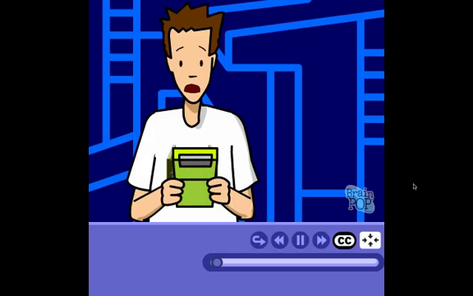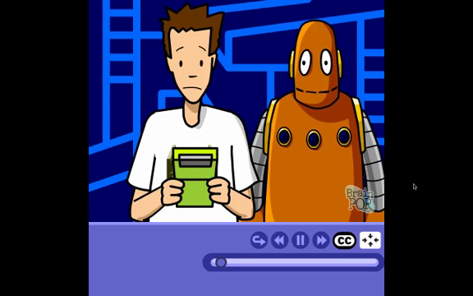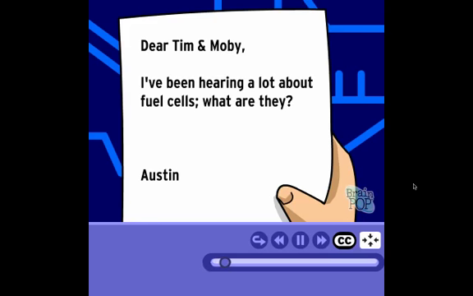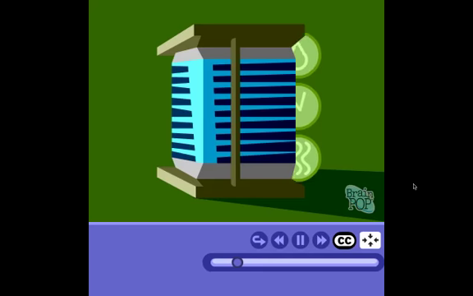Oh, no. How can the batteries be dead already? I forgot to save. Dear Tim and Moby, I've been hearing a lot about fuel cells. What are they? From Austin. Fuel cells are electrochemical devices that convert a fuel's chemical energy directly into electrical energy. Since no fuel is getting burned, fuel cells generate power more efficiently than a combustion engine. And fuel cells give off water instead of carbon dioxide, so they don't cause the pollution that combustion engines do.